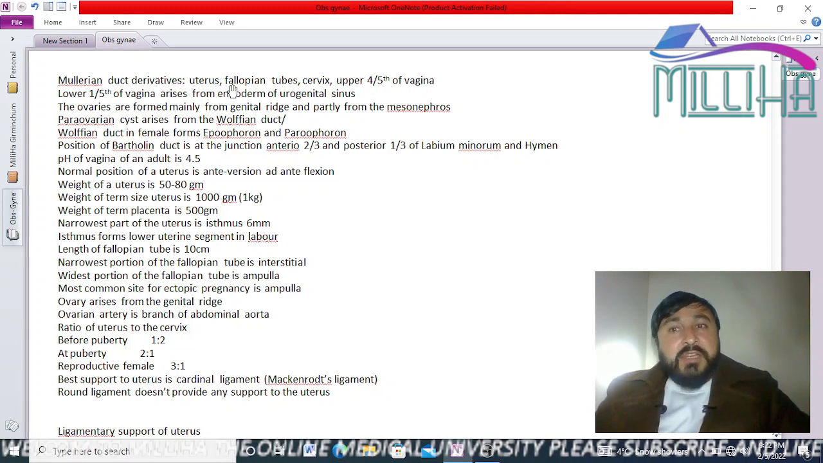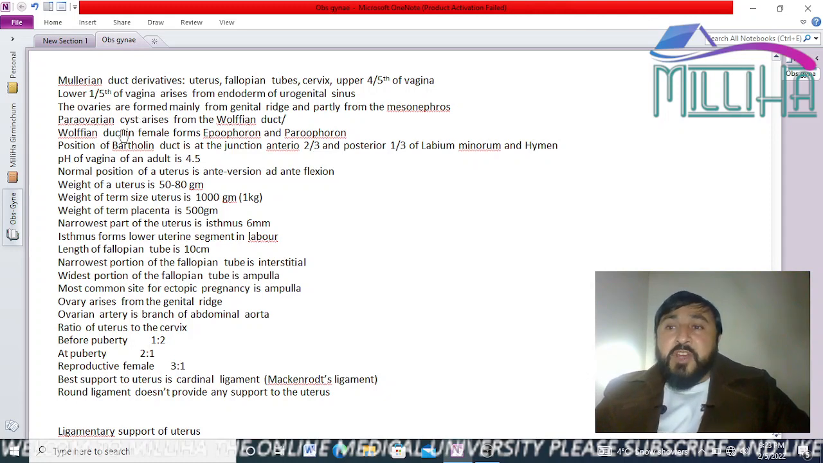duct derivatives are uterus, fallopian tube, cervix, upper 4/5 of vagina, and lower 1/5 of vagina arises from the endoderm of the urogenital sinus. Okay, the ovaries are formed mainly from genital ridge and partly from mesonephros. So ovary is not formed from Mullerian duct, or Mullerian duct is also called paramesonephric duct. Okay, so ovaries are not formed from this. They are formed from genital ridge and partly from mesonephros.